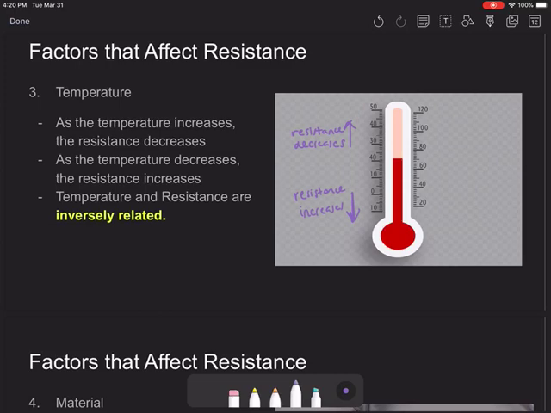So similar to our cross-sectional area, temperature and resistance are also inversely related, which means as temperature goes up, then our resistance goes down, and vice versa. As temperature goes down, our resistance goes up.